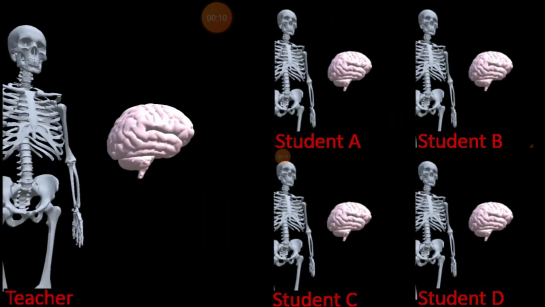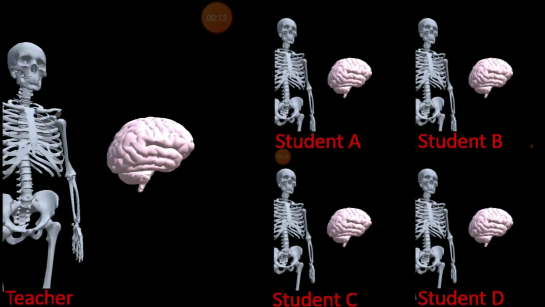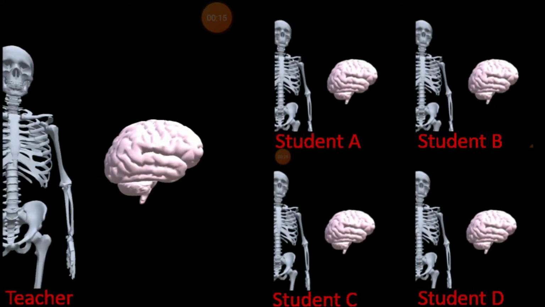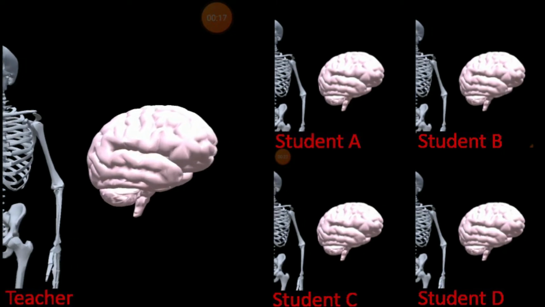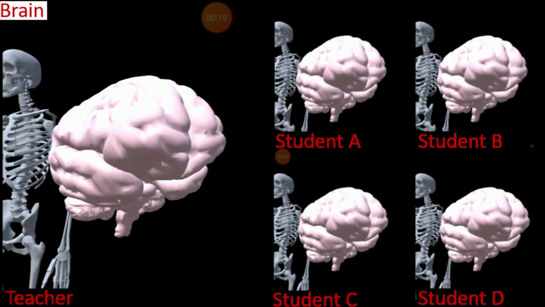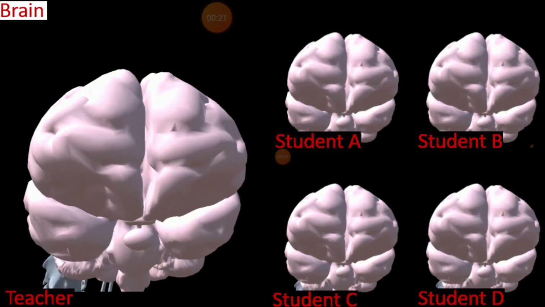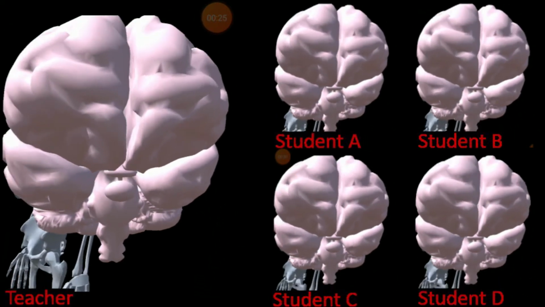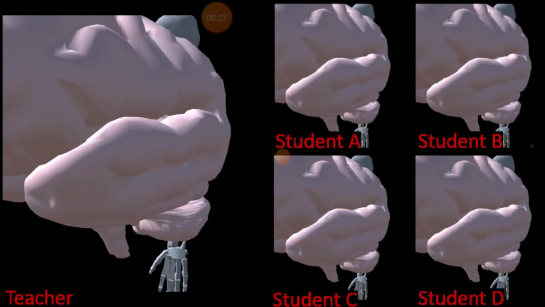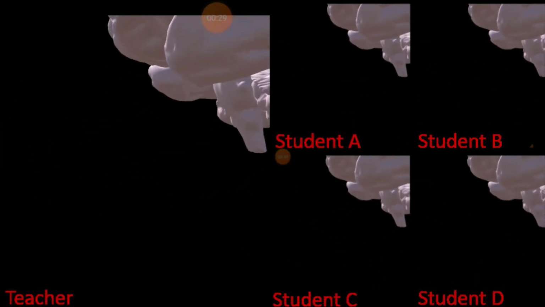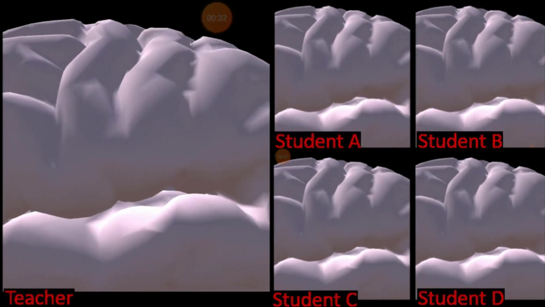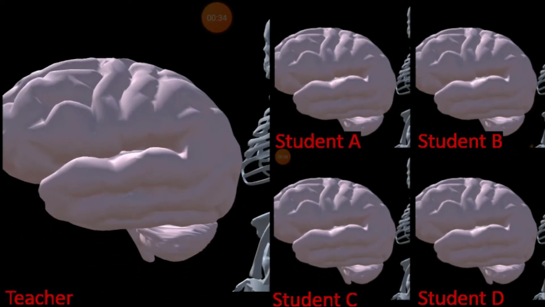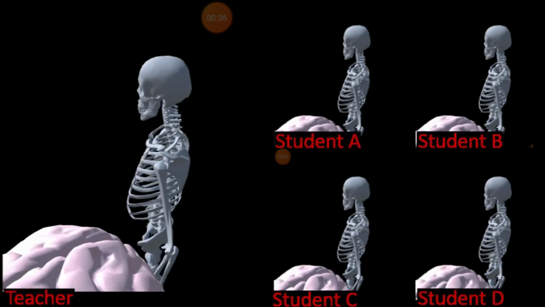So here on the anatomy screen, we have 2 objects. We have the skeleton and the brain. And the teacher controls the movement of the camera through an Xbox controller input. So we can move the camera to move around the devices in 3 dimensions, which, as you can see, also gets broadcasted to all of the 4 students A, B, C, and D.